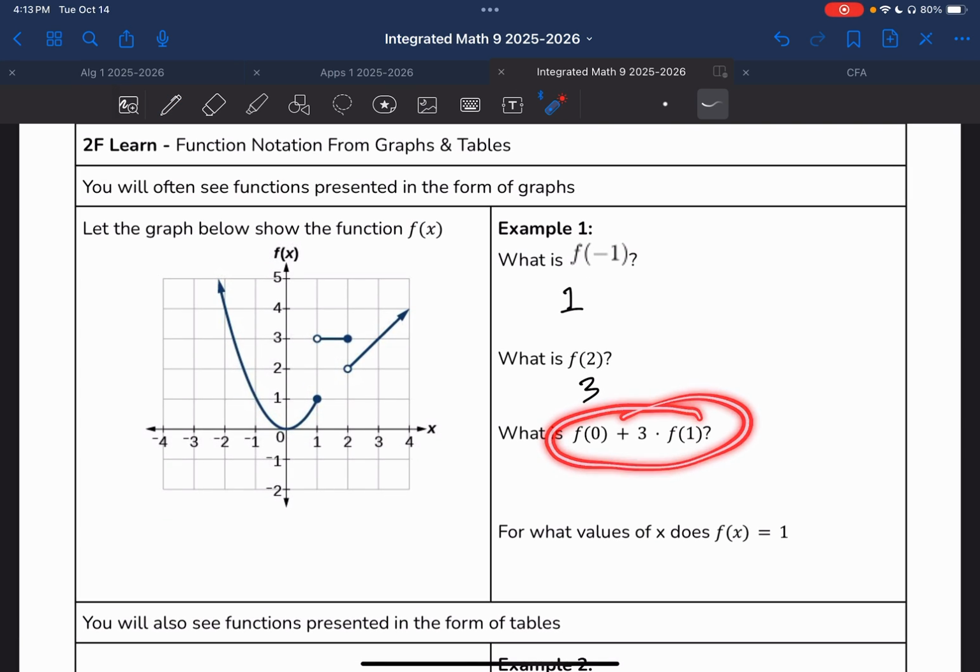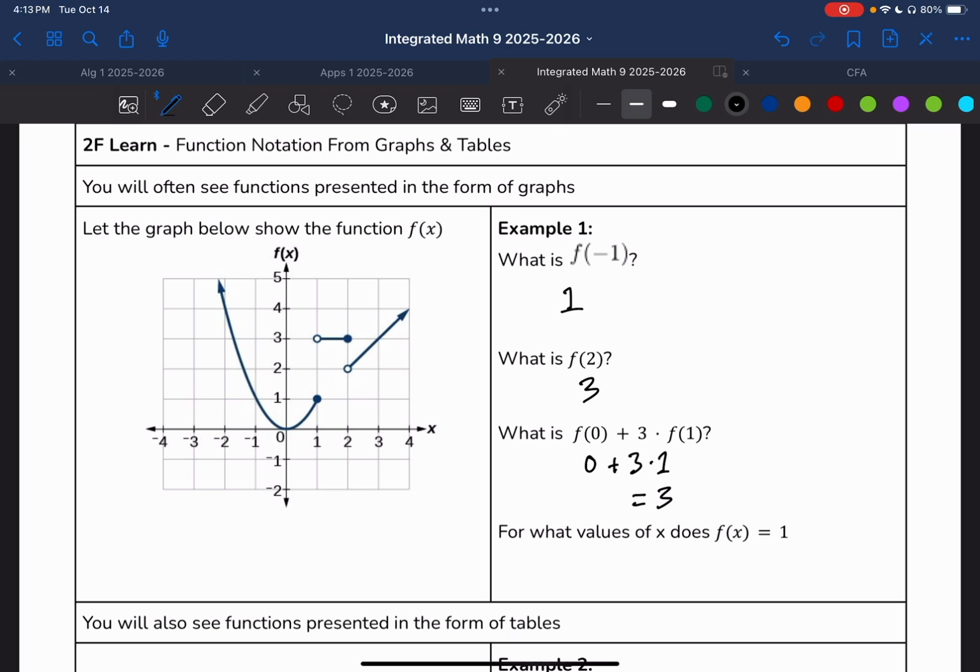And then one other thing that we can do with this, just like we did with function notation when we were doing it from equations, is with graphs, we can also combine them in different ways. So f of 0, we know that's going to be 0 plus 3 times f of 1. You see that f of 1 is going to be 1, meaning that f of 0 plus 3 times f of 1 is just going to be 3.